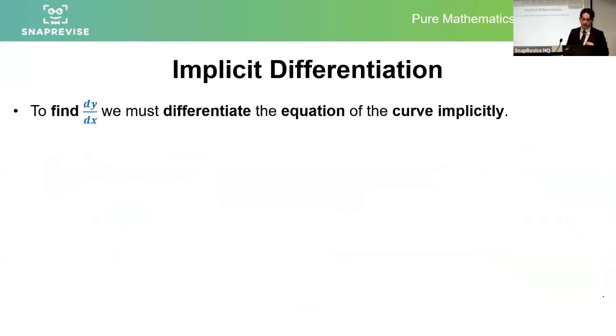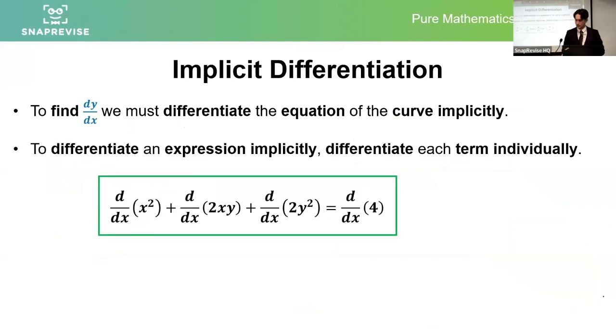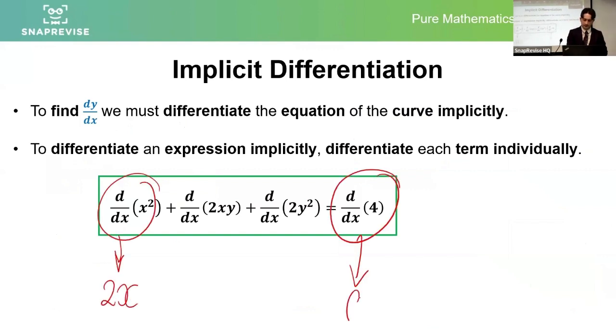Now, to differentiate this implicitly, let's have a little look. What we do is the x terms and the constant terms, we can just do as normal. So we know that that bit is 2x, and we know that that bit is 0. So that's the first thing we can do. The tricky bits are the bits that involve y, because we're differentiating with respect to x, but we've got some y terms to deal with.